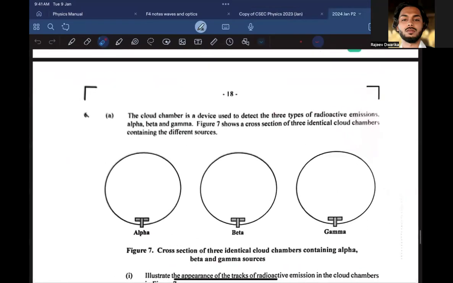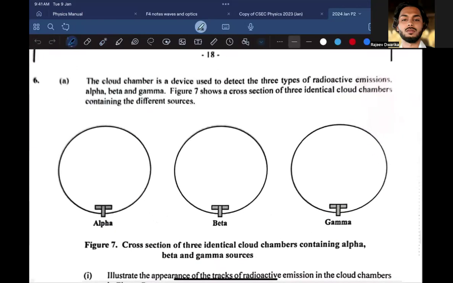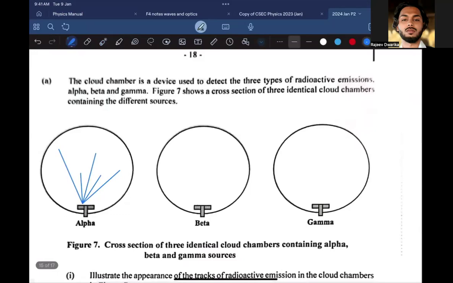So alpha has the strongest ionization power. You just need to remember what it looks like. Alpha will have strong trails like this. Beta is going to have trails that are not so strong, but still there. And gamma is going to have little squiggly lines because gamma is not good at ionizing, so the trails wouldn't be very potent.